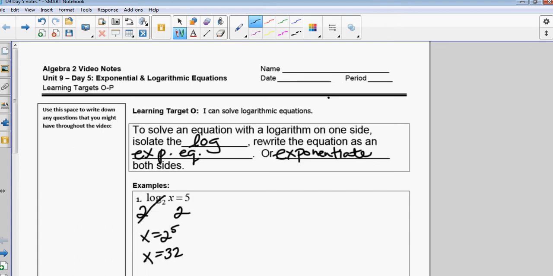Similarly, we could solve this by rewriting. So if I had log base 2 of x equals 5, I could think of the exponential equivalent, which is base of 2 to the exponent 5 is equal to x, and I still get x equals 32. So whichever way works better for you, you can choose.